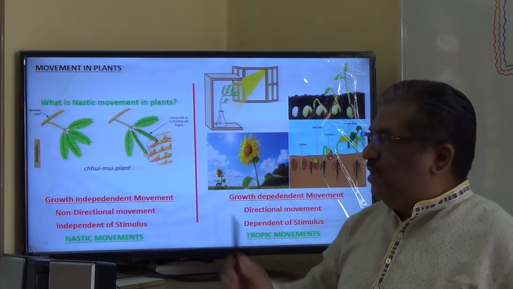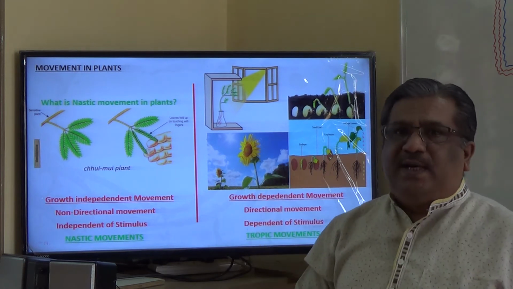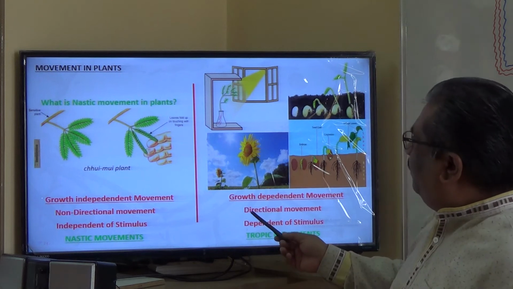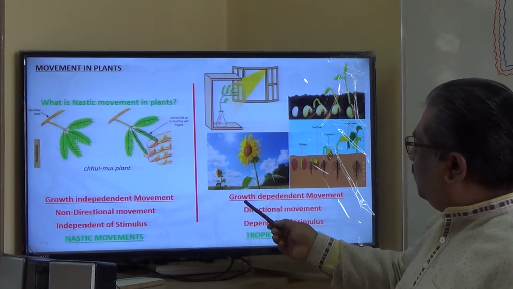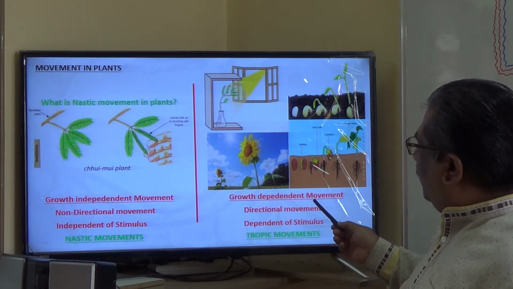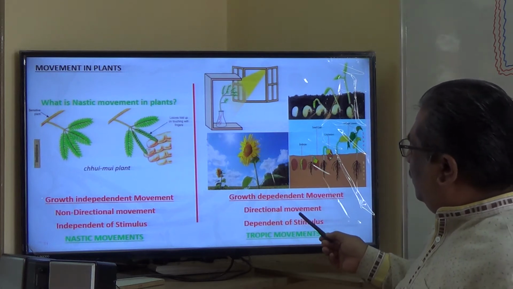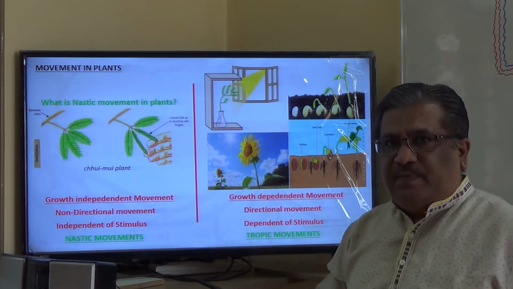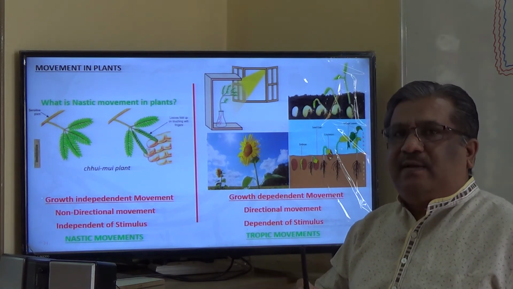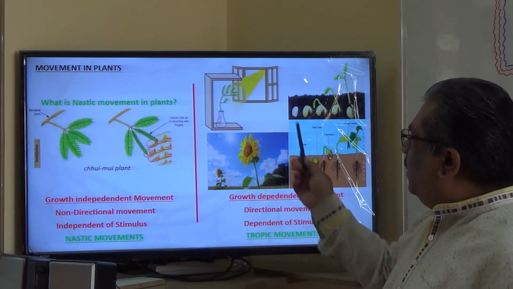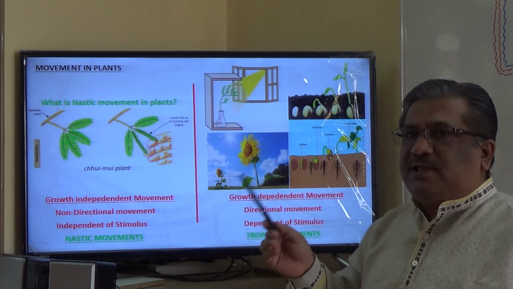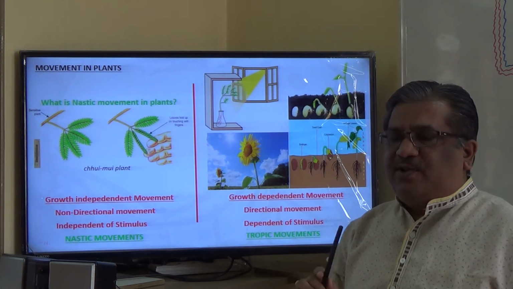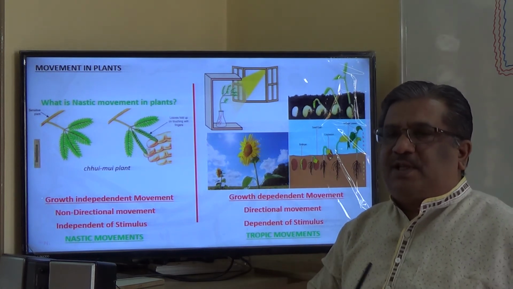Is it clear? These are all directional movements and growth dependent movements, and hence these are examples of growth dependent movements, also directional movements, and dependent upon the stimulus. Those are governed by the stimulus. The movements are observed towards the stimulus or away from the stimulus. I am mentioning here towards the stimulus and away from the stimulus also.